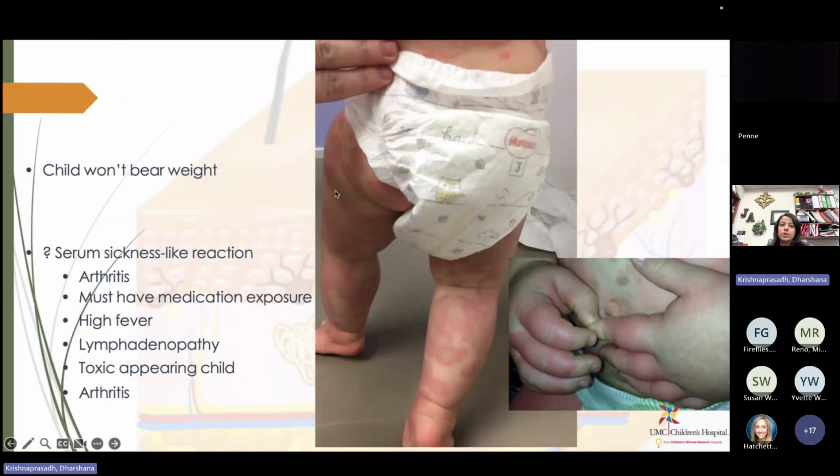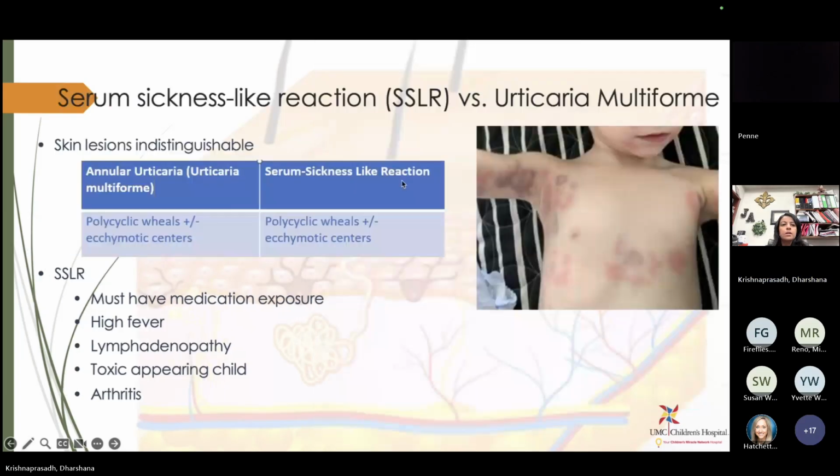Going back to serum sickness-like reaction, and to our clinical vignette, the child won't bear weight because they have this arthritis. They can have a medication exposure, usually higher fevers, lymphadenopathy. They're more sick appearing and have arthritis as well. Again, more differentiation between urticarial reaction and serum sickness: the skin lesions do look pretty similar, but again, harping on the arthritis and higher fevers in these kiddos with serum sickness-like reaction.